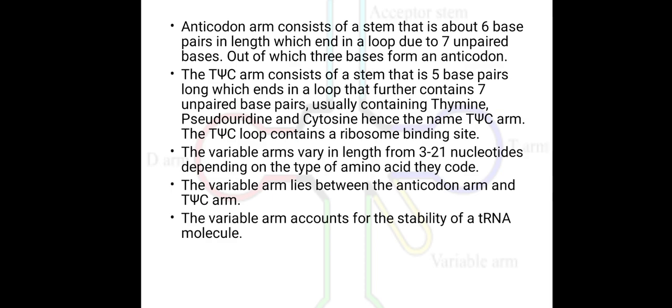Again, one of the important structures in the tRNA molecule is the variable arm. These vary in length from 3 to 21 nucleotides depending on the type of amino acid they code. The variable arm lies between the anticodon arm and the T-psi-C arm. The variable arm accounts for the stability of the tRNA molecule.